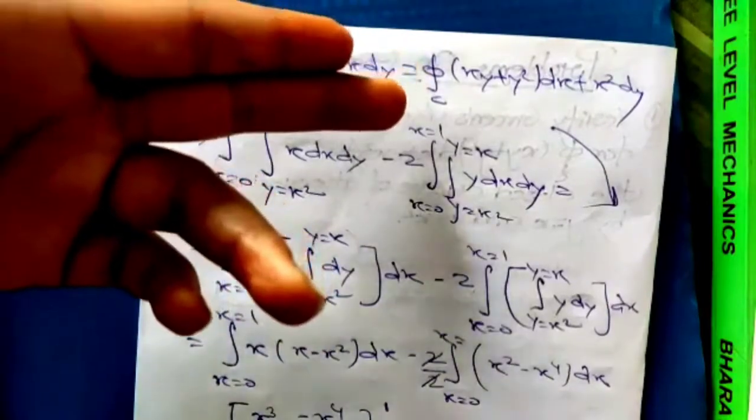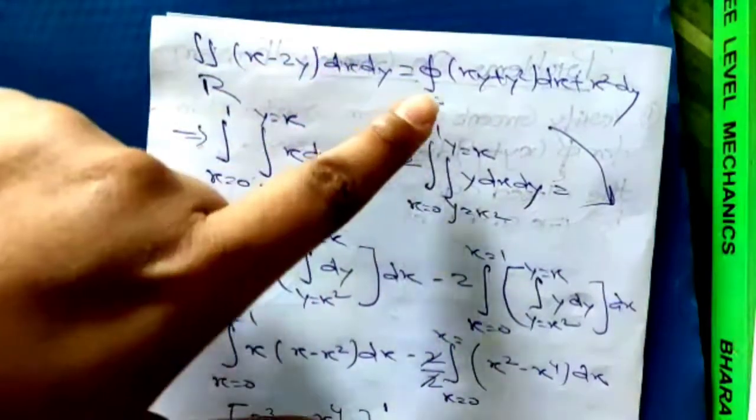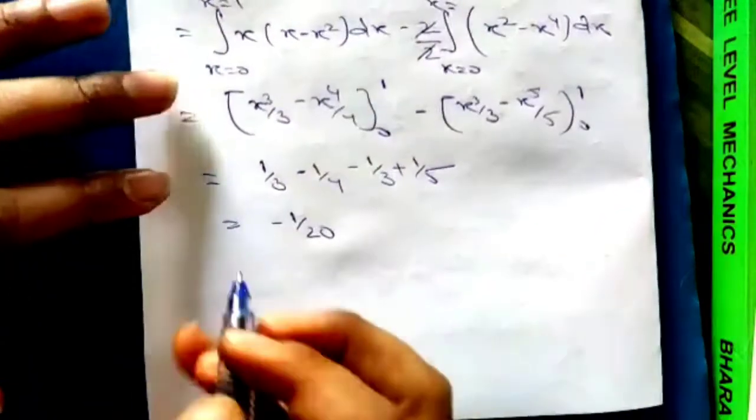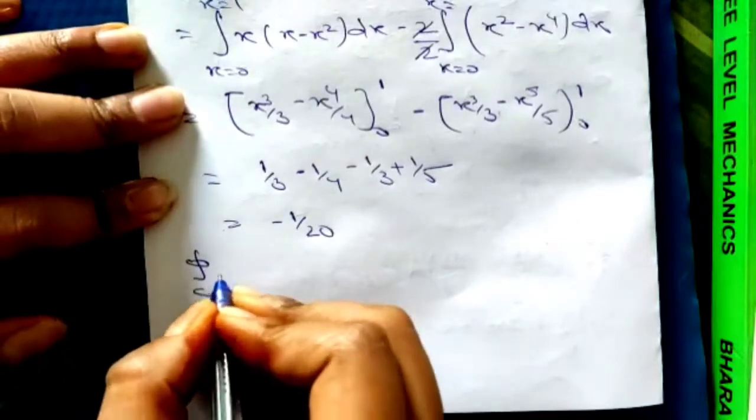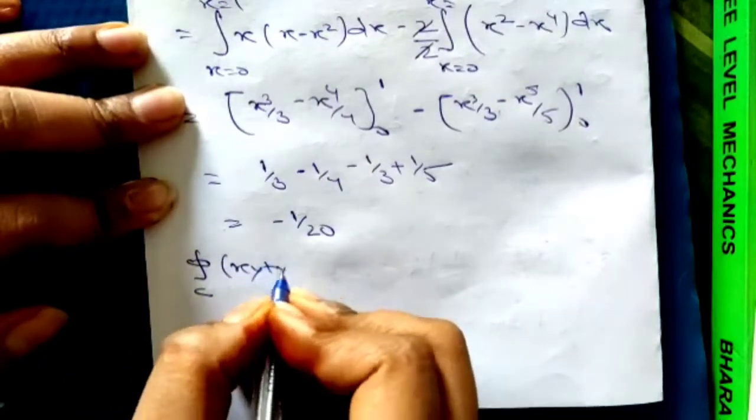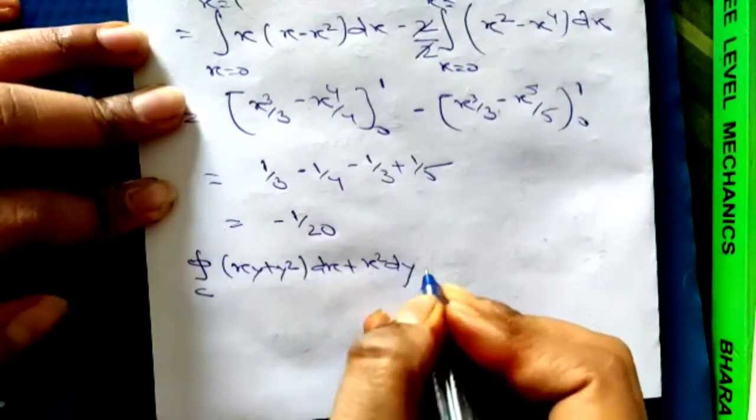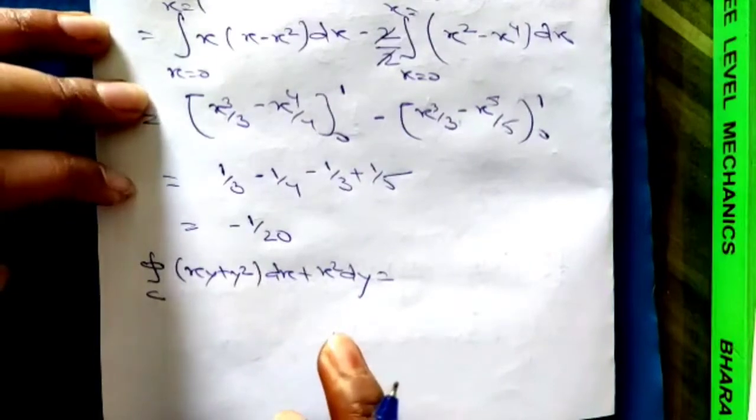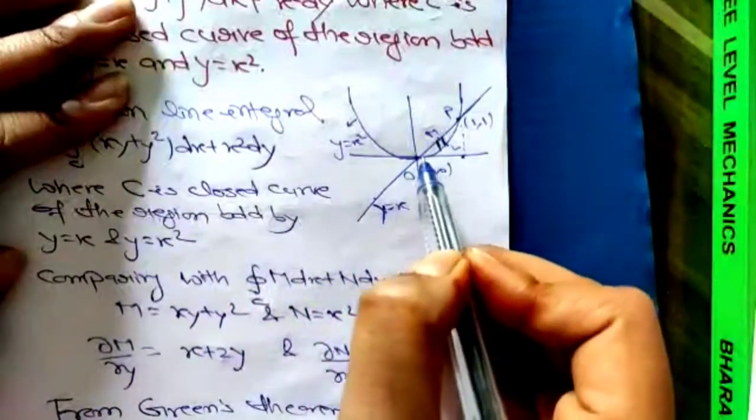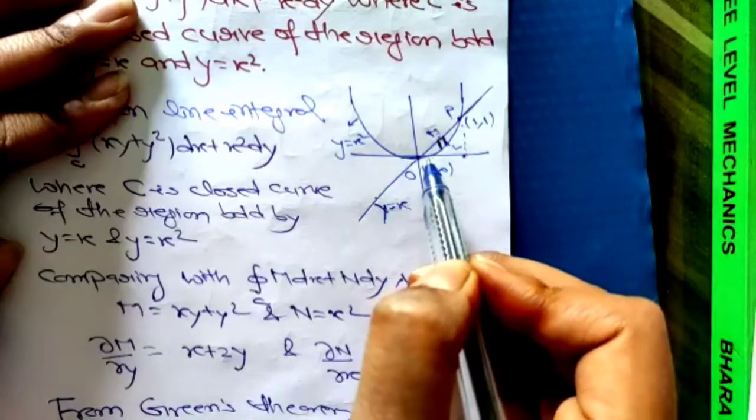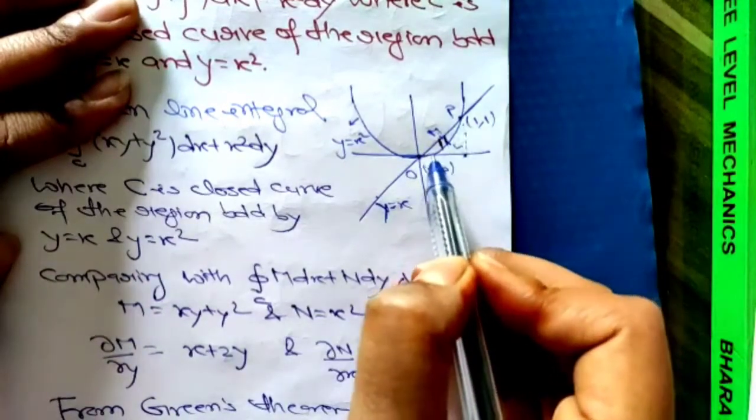Now we are going to verify the Green's theorem by proving that if we solve this line integral we also get minus 1 by 20. So LHS is equal to RHS. Now this line integral, xy plus y square dx plus x square dy, is equal to, so how to solve the line integral? Solving the line integral, we take this curve first.